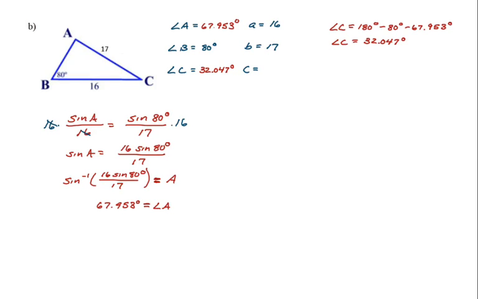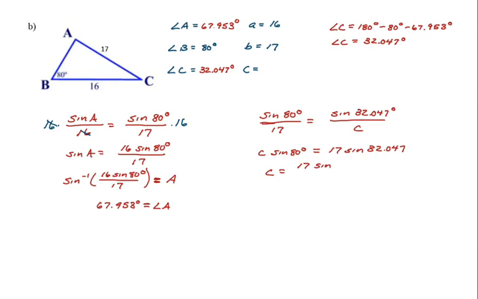So now that I have all three angles, the information I'm missing is side C. So I would set up a law of sines to find that side. So sine of 80 over 17 equals sine of 32.047 over C. And then to solve for C, I would clear fractions or cross multiply, and I would get C sine of 80 equals 17 sine of 32.047. And then to solve for C, I would have to divide both sides by sine of 80. So C is equal to 17 sine of 32.047 divided by sine of 80, and what I would get for a value there is approximately 9.159.